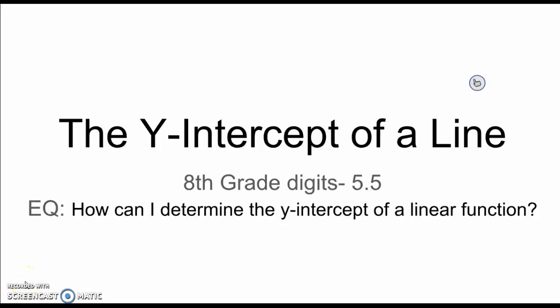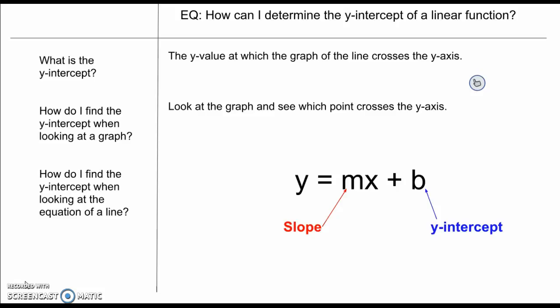Today's lesson is on the y-intercept of a line. Follow along with your notes as you go through this video lesson. Our EQ for today: how can I determine the y-intercept of a linear function?